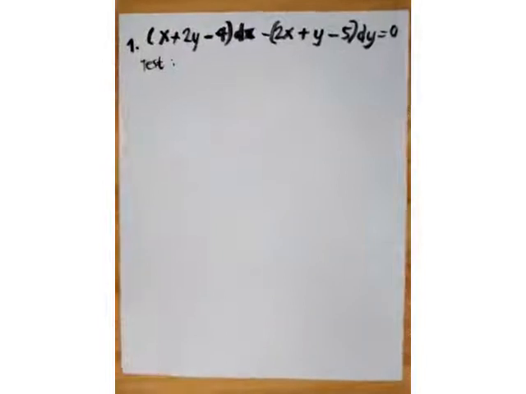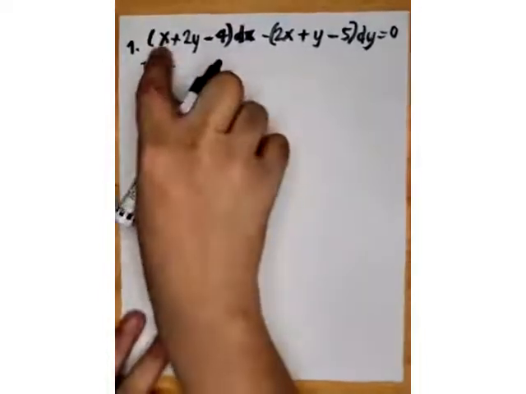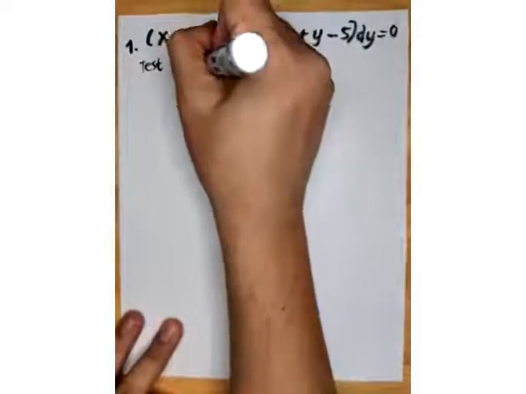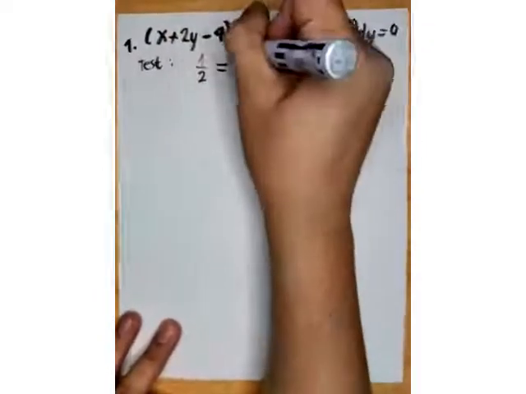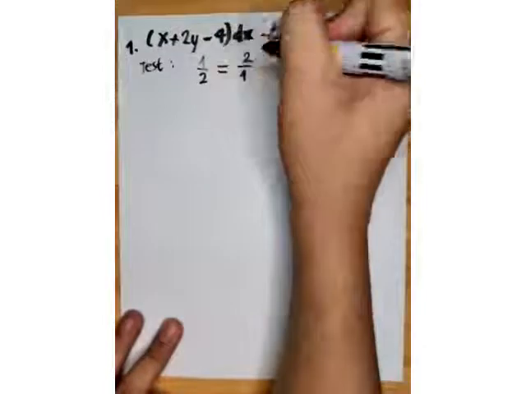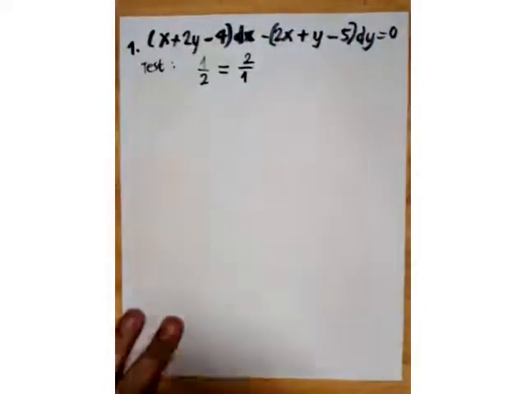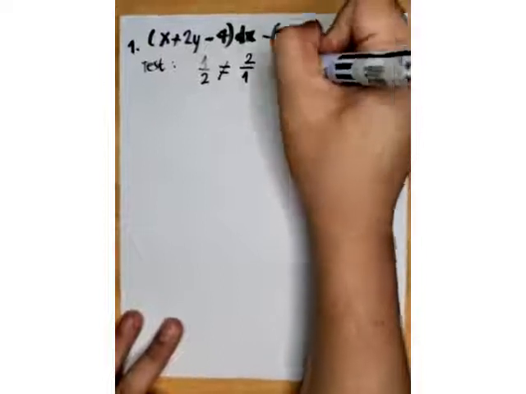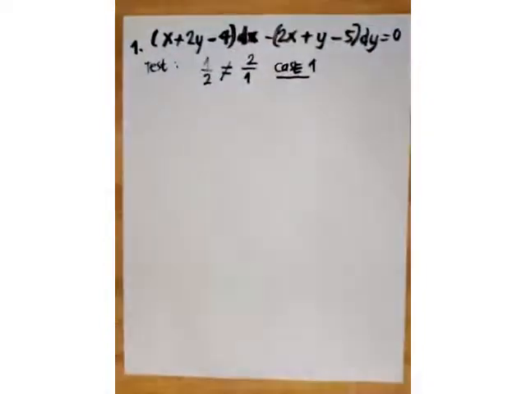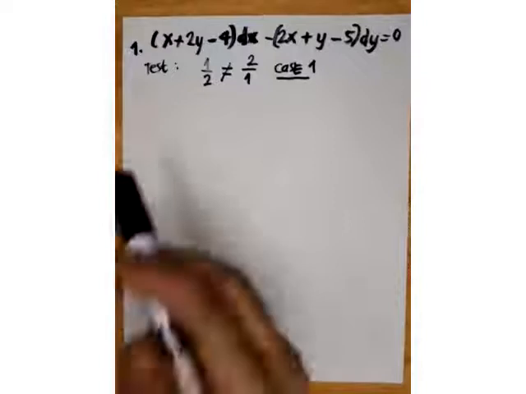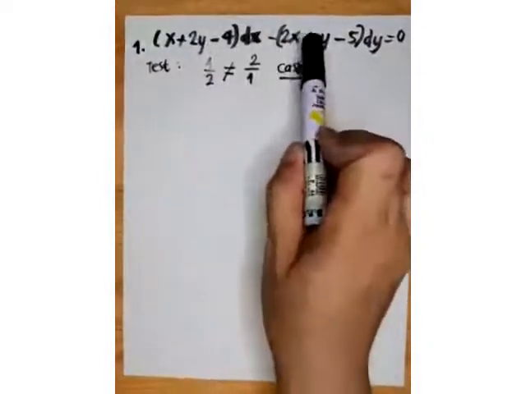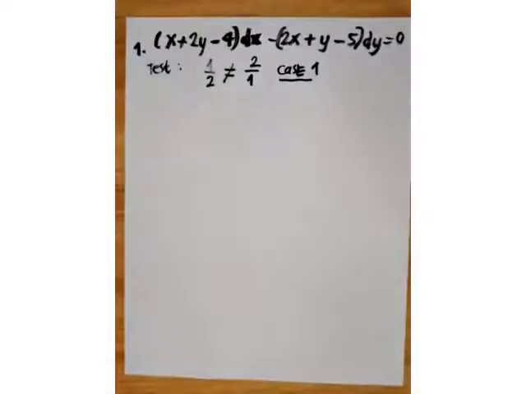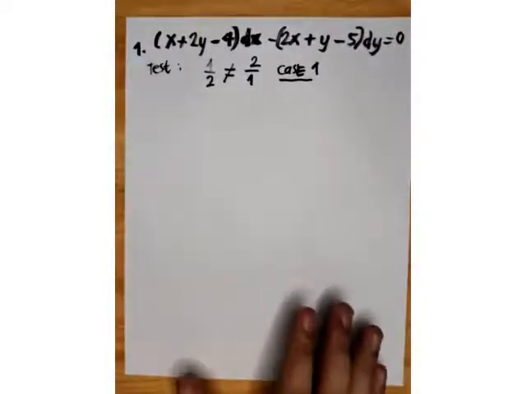Ayan. So, kung iti-test natin siya, di ba ito yung A, B, A, B. So, is 1 over 2 equal to 2 over 1? So, since they are not equal, therefore, it is case 1. Ayan. Okay? Yung 1 over 2, saka 2 over 1. Okay? Next.